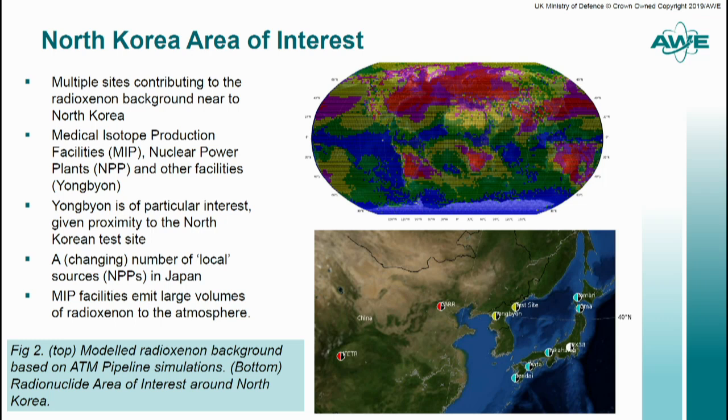So looking at the region around North Korea, there are quite a lot of sites that will affect the radioxenon background, and particularly with regards to JPX-38. We have local sources in Japan, as well as medical isotope production facilities in China, as well as the Yongbyon research facility in North Korea, quite closely located to the test site.